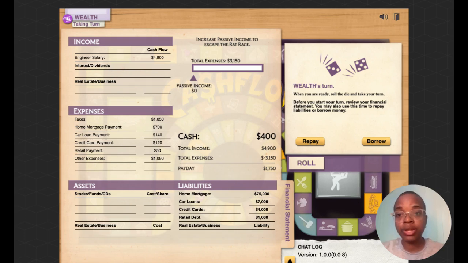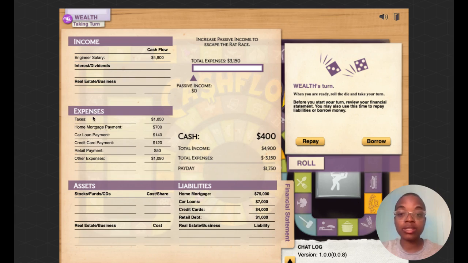That's your income, which is how much money you're bringing in, right? And that includes your cash flow. So we know income can be your career and your salary, but it can also be interest or dividends, and it can also be real estate or business. So the only income I have currently is my salary.